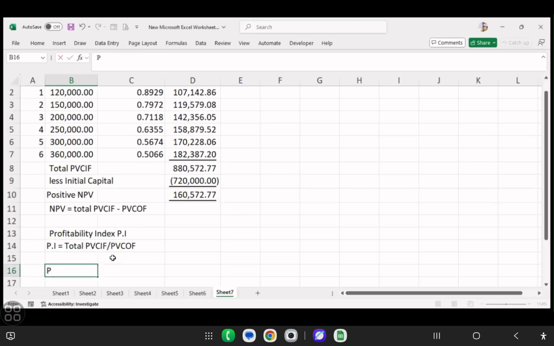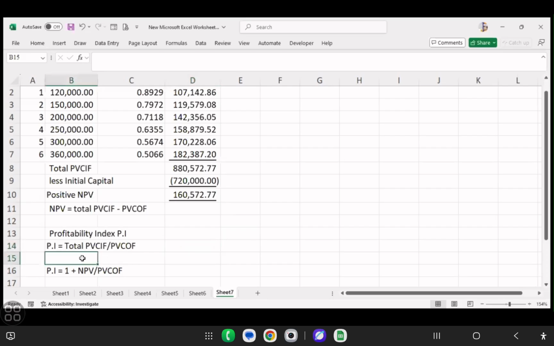Alternatively, we can say that PI is equal to the present, we say that it is 1 plus NPV divided by the present value cash outflow. That is the other way to determine the NPV. In this case, we are saying that, the profitability index.